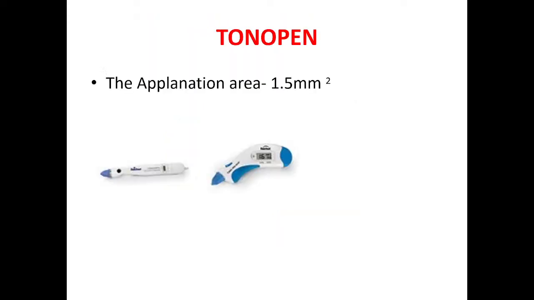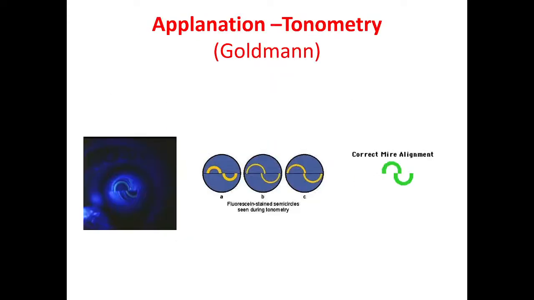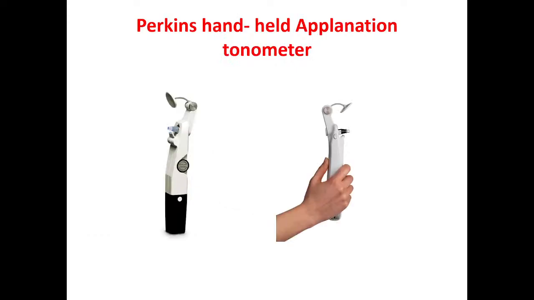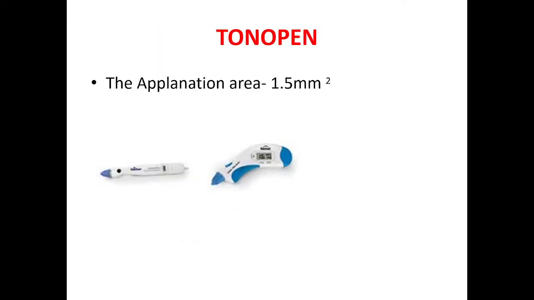This is another tonometer which is handheld, the Tono-Pen. The advantage of this Tono-Pen is that the area in contact with the cornea is very small, 1.5 millimeter. So in patients with scarred corneas or corneal opacity, the Goldmann applanation tonometer or Perkins will not work, because a 3.06 area is applanated. If the patient has a scarred cornea or a central corneal opacity, we cannot use Goldmann or Perkins, because a scarred cornea will not give an accurate reading. But with the Tono-Pen, since the area is very small, we can put the tonometer on the peripheral cornea which is clear. That is the advantage of the Tono-Pen.